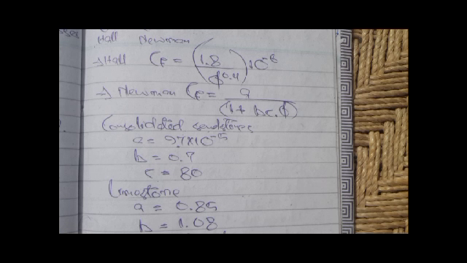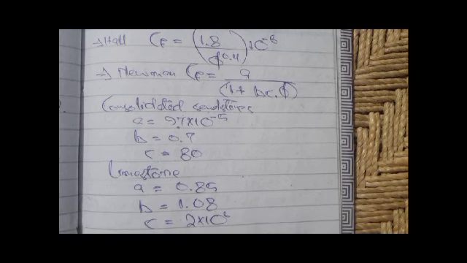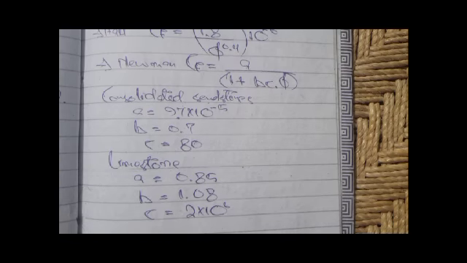While in Newman's correlation, C_F is equal to A divided by 1 plus B C phi. Again, phi is just required, and A, B, C are values which are different, and this is limited to consolidated sandstones and limestones. So sandstone and limestone are the only cases in which it works. A's value is 10 times 10 to the power minus 5, B is 0.7, and C is 80 in the case of consolidated sandstones, and for limestone A is 0.85, B is 1.08, and C is 2 times 10 to the power 6.